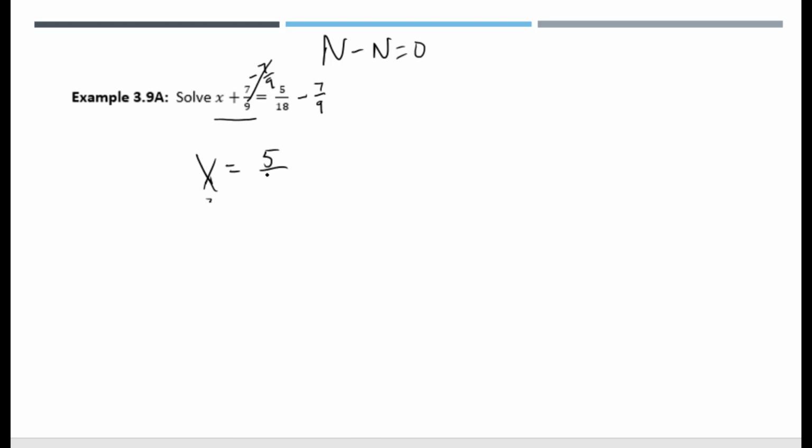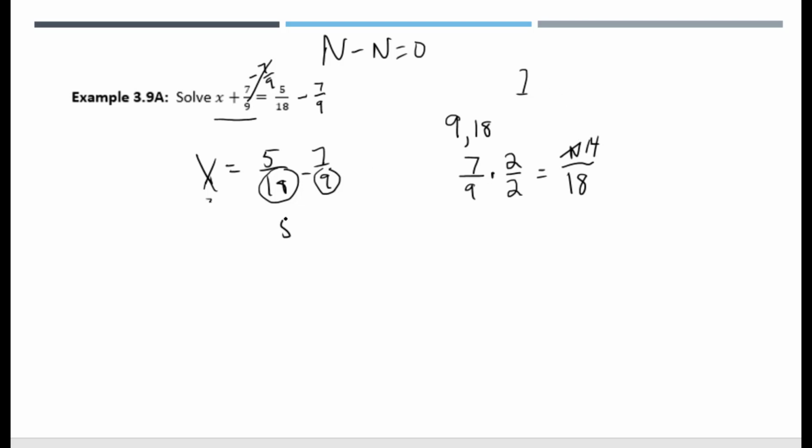X is 5/18 minus 7/9. I cannot subtract these two numbers. They are different units. These are 18ths and these are 9ths. But let's look at the multiples of 9. 9 times 1 is 9. 9 times 2 is 18. So I could just change the 7/9 into 18ths, some number of 18ths, by multiplying by 1. Now what form of 1? Well, I want 9 to go to 18, so let's multiply that by 2. So then I would multiply the numerator by 2 and get 14/18.